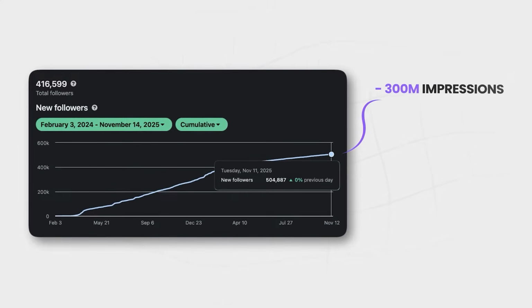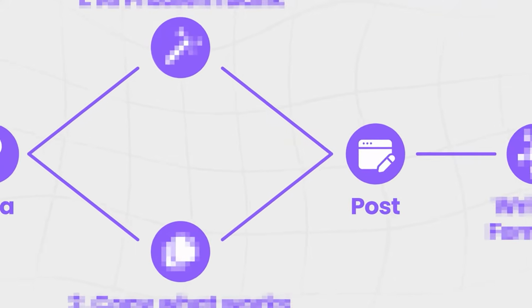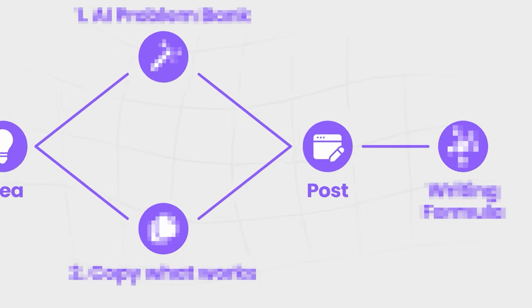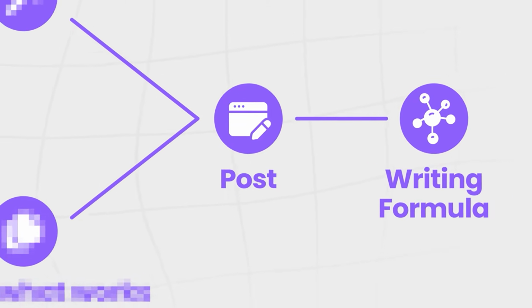It's the same system I've used to generate more than 300 million impressions, and it takes 15 minutes per text post once you have it set up. So in this video, I'm going to walk you through 2 ways to come up with post ideas that work for any target audience and the post writing formula I use to write every single post.